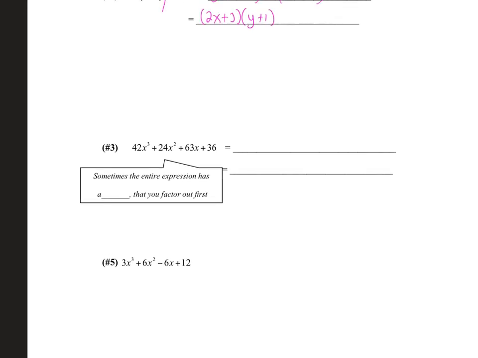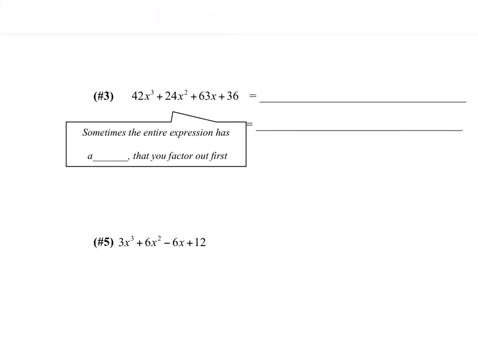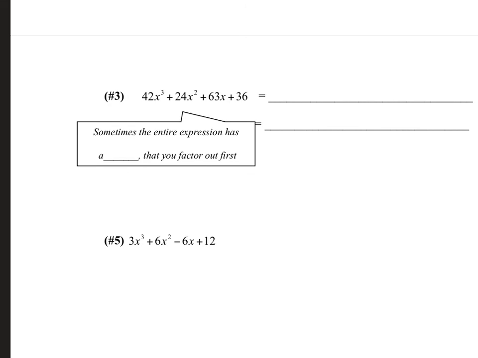Let's change our color up a little bit. All right, this one, it says sometimes the entire expression has a GCF that you have to factor out first. Okay, so we're going to do this, and then we're going to use square brackets when we do that, and then we're going to go back to curly brackets at the end, okay?